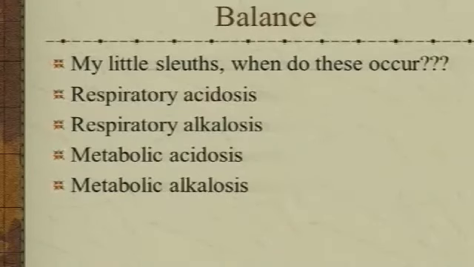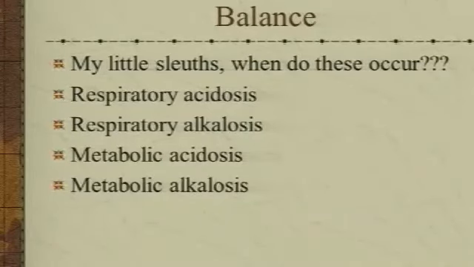So, abnormalities of acid-base balance. The thing that you really want to focus on with these abnormalities is going to be kidneys and lungs. I want you to pause the tape and pretend like we're in class and you're thinking about this. I'm going to ask you a question about this. When do these problems occur?